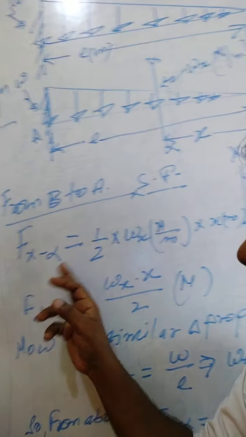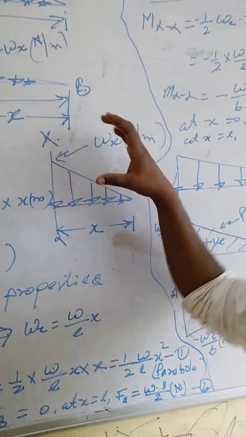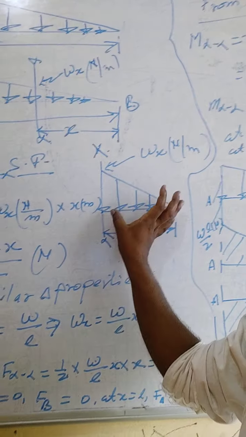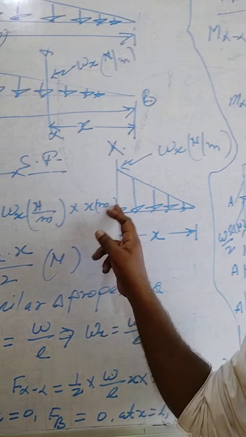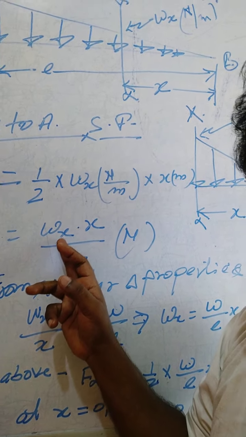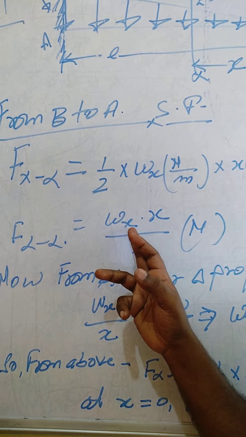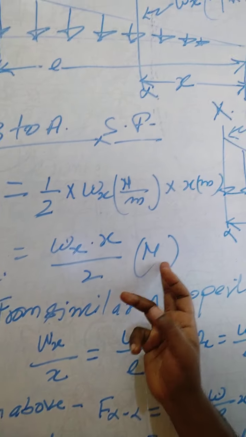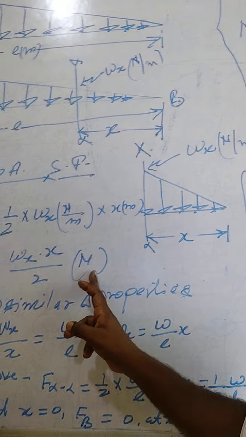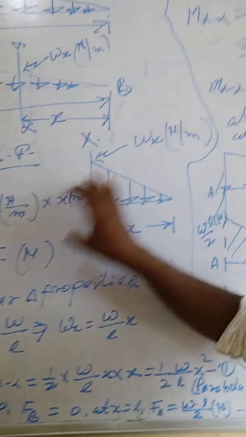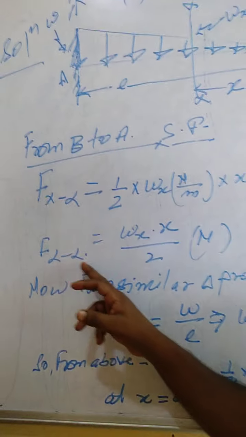So the shear force equation will be the sum of all the loads right side to this cross section: half into height into base. Wx Newton per meter into x meter, it will become Wx into x by 2. Here x is a suffix, just for denoting. Wx into x by 2, it will be in Newton. There is no load on the right side other than this load. So this is the equation for shear force.